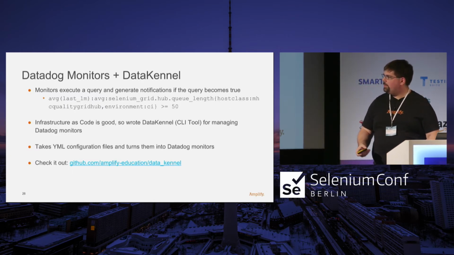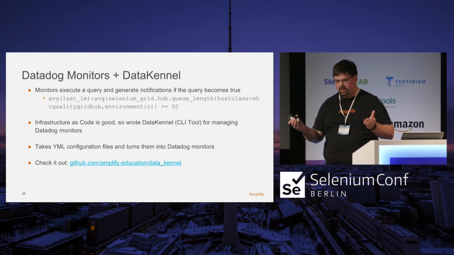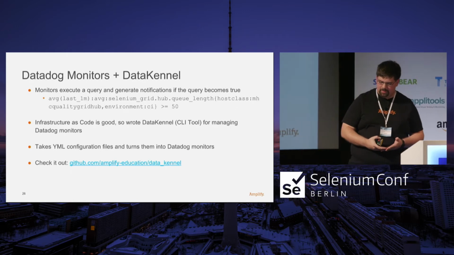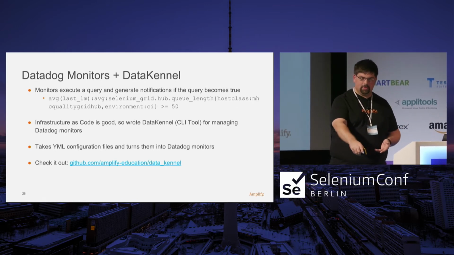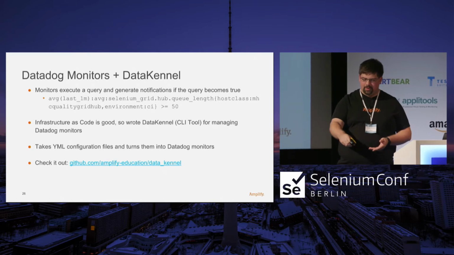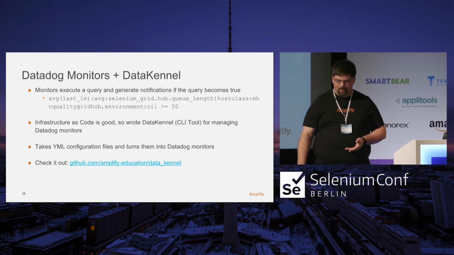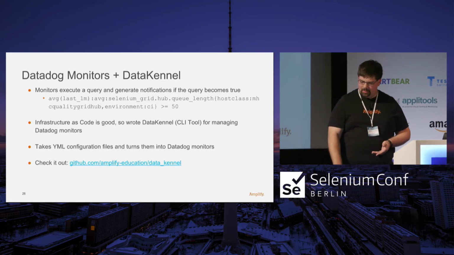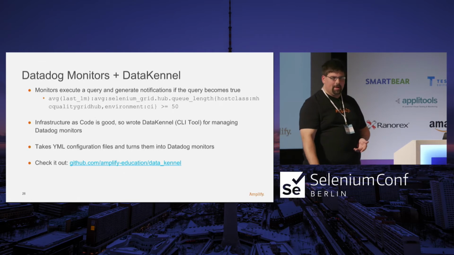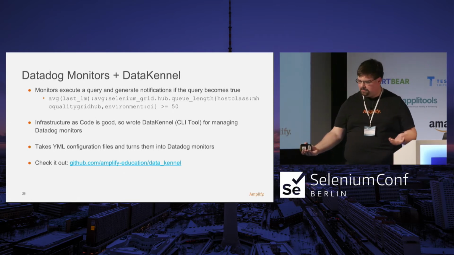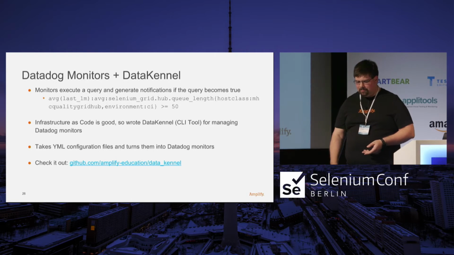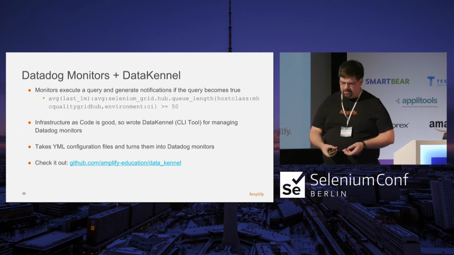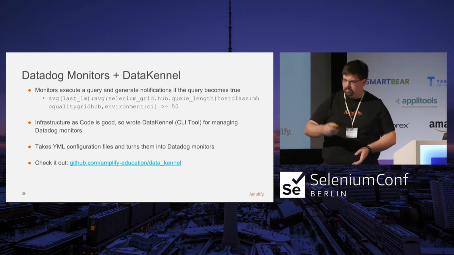And then like I said, we have Datadog monitors. We have a monitor that executes this query. Basically, it generates a notification if this query becomes true. What happens here is we're looking at the average over the last minute of our Selenium Grid Hub's queue length. The stuff in the squiggly brackets is filters in Datadog. So you can limit it to a host class, MHC quality grid hub. At Amplify, a host class is sort of like saying service, so our grid hub service. And then look at environment CI. If that queue length ever exceeds or is equal to 50, throw an alert.